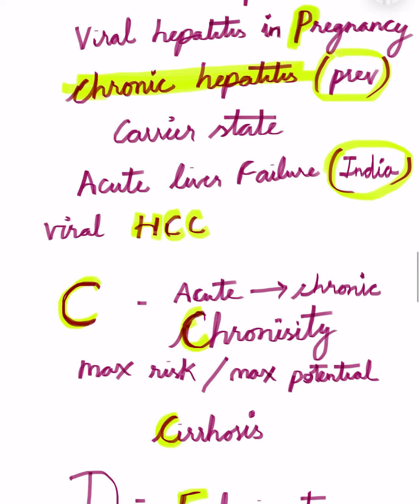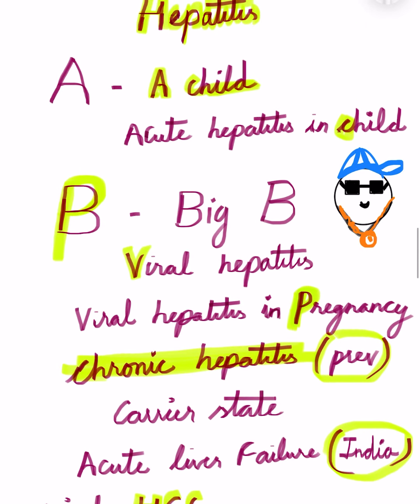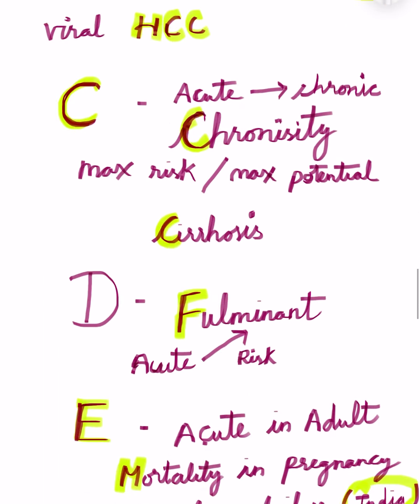Among hepatitis A, B, C, D and E, B is the only DNA virus, and the remaining are all RNA viruses. Hepatitis B is also called the HepaDNA virus. In the name itself, we have the DNA. So hepatitis B alone is the DNA virus, and the remaining are all RNA viruses.